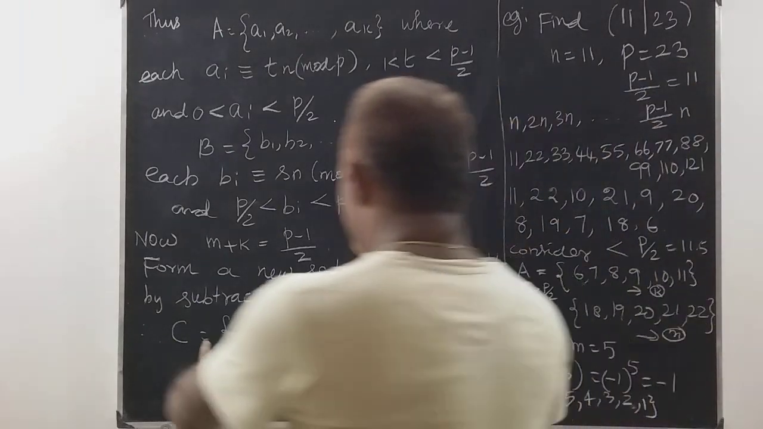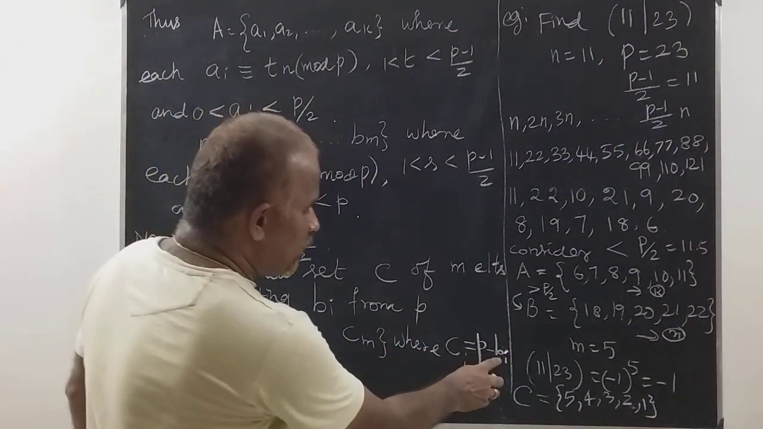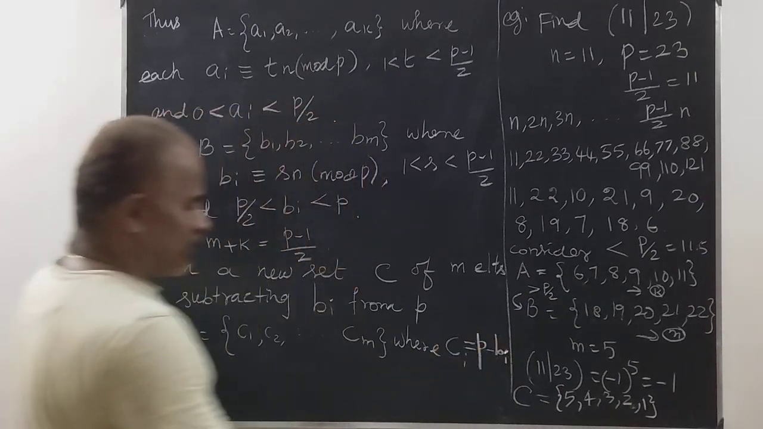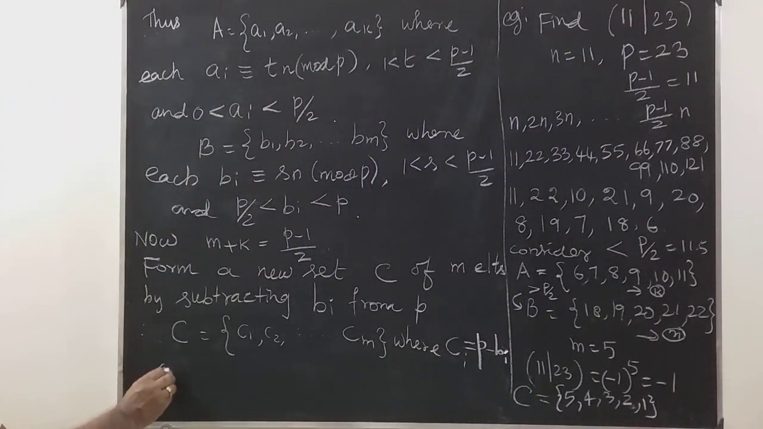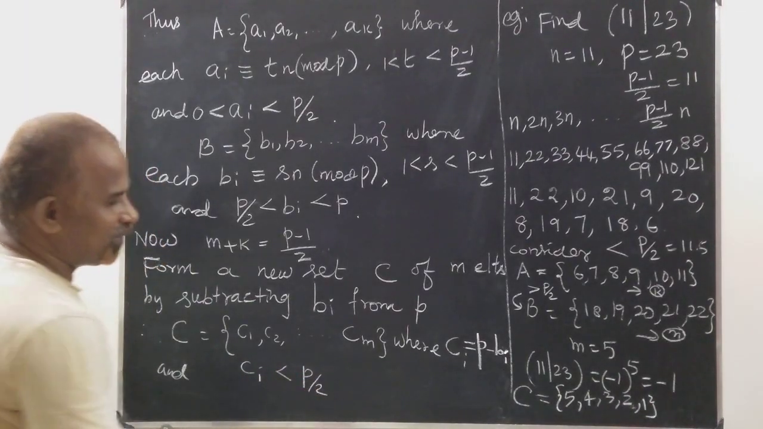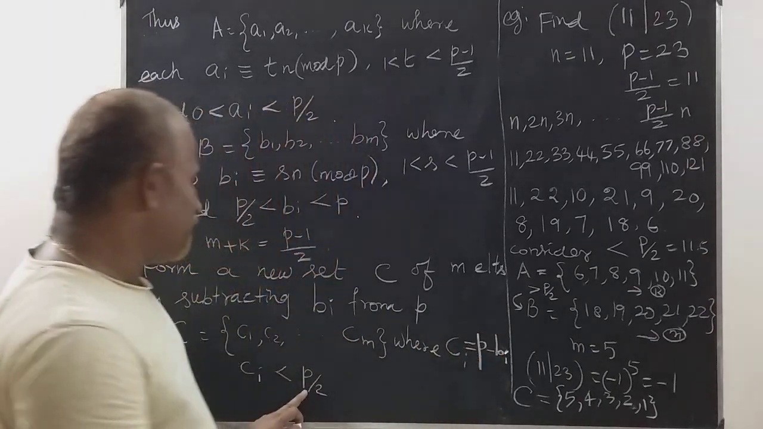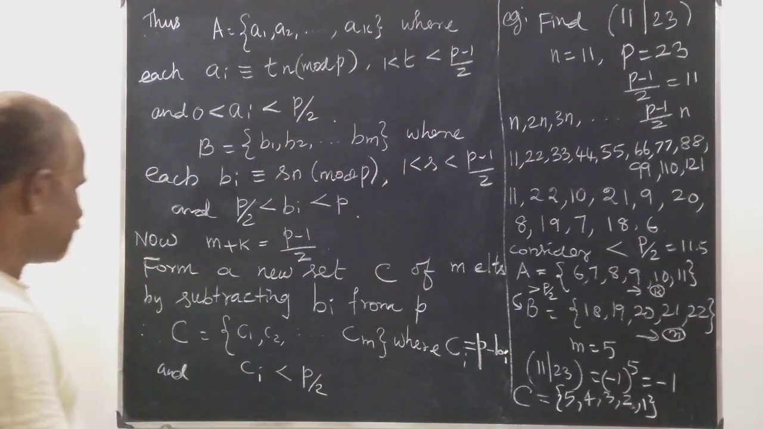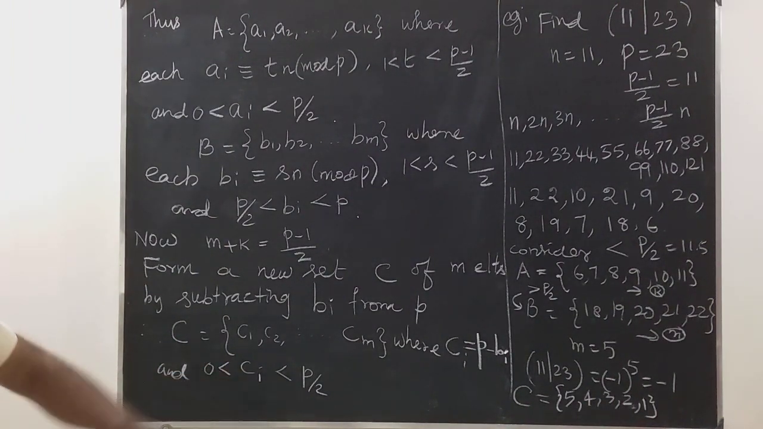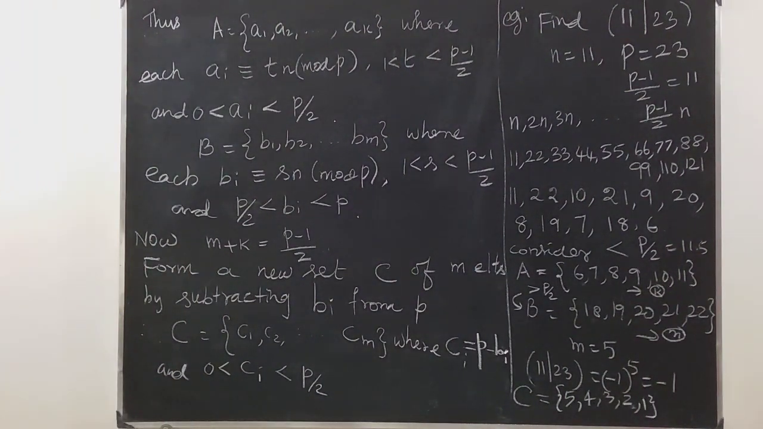Now we construct the C. Each C is P minus B, where B is greater than P by 2. So P minus P by 2 is P by 2, and Ci is less than P by 2, because P minus P by 2 is P by 2. Therefore 0 is less than Ci is less than P by 2. And also here there are M elements.